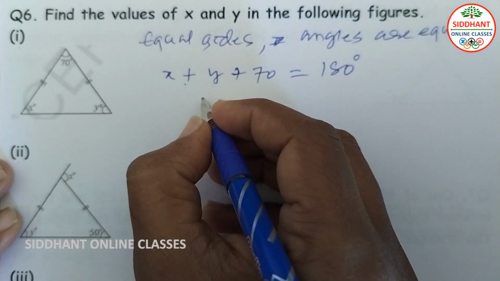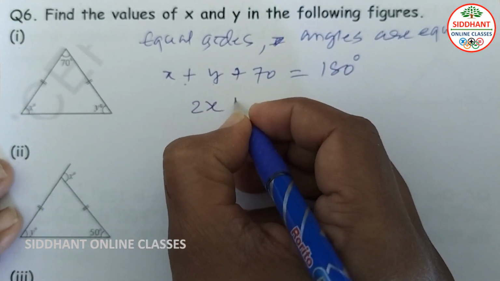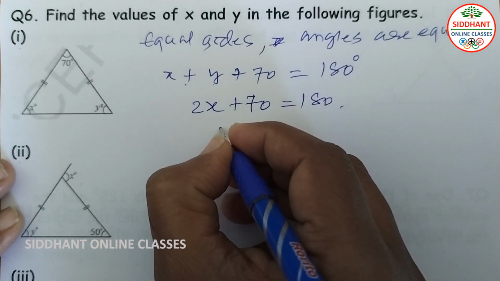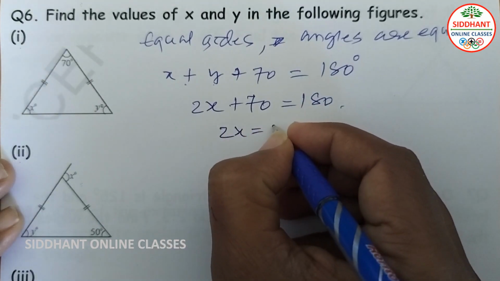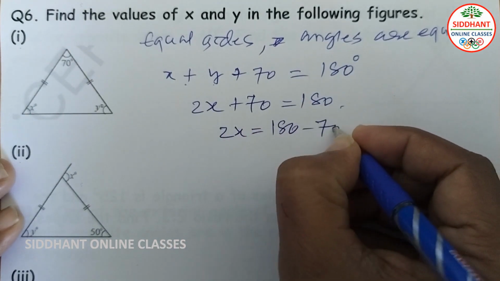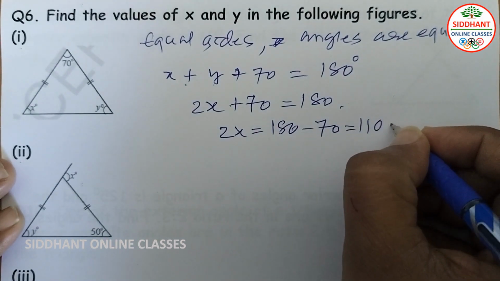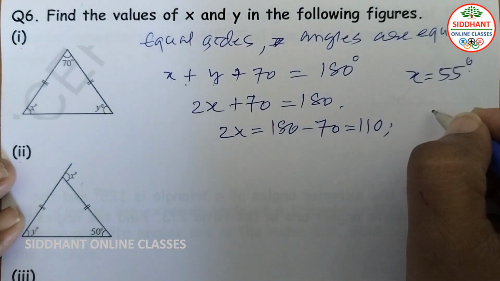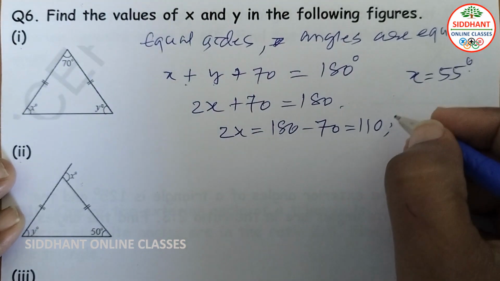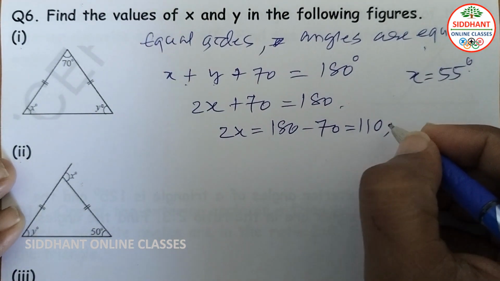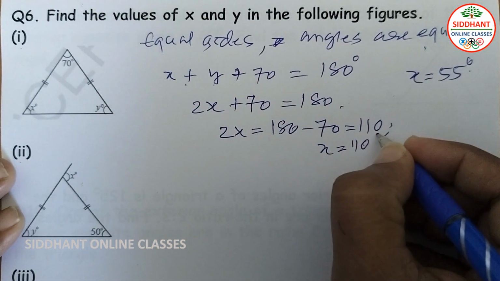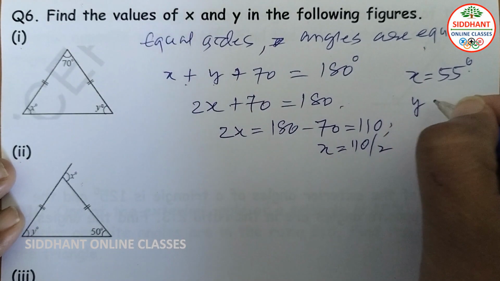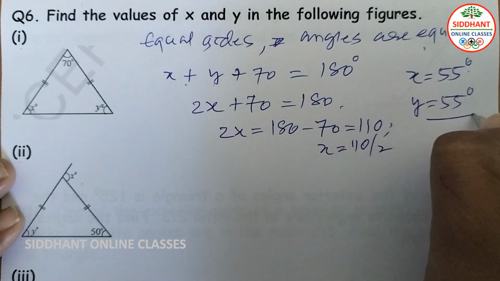So x and y are equal, then we say 2x plus 70 equal to 180. Then 2x equal to 180 minus 70, so that will be 110 here. Then x equal to 110 by 2, then 55 degrees. Then y is also 55 degrees.